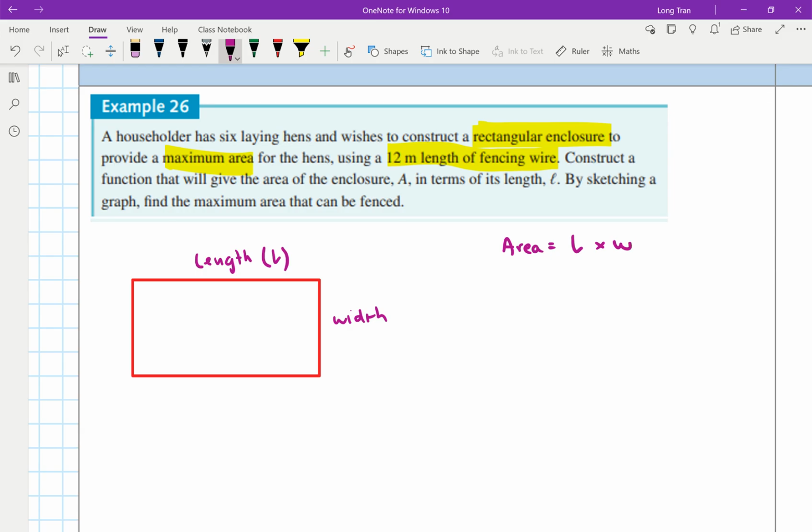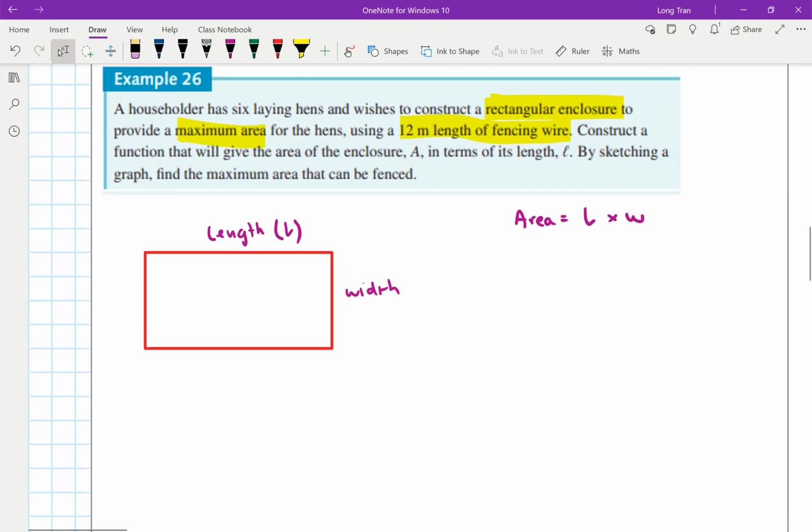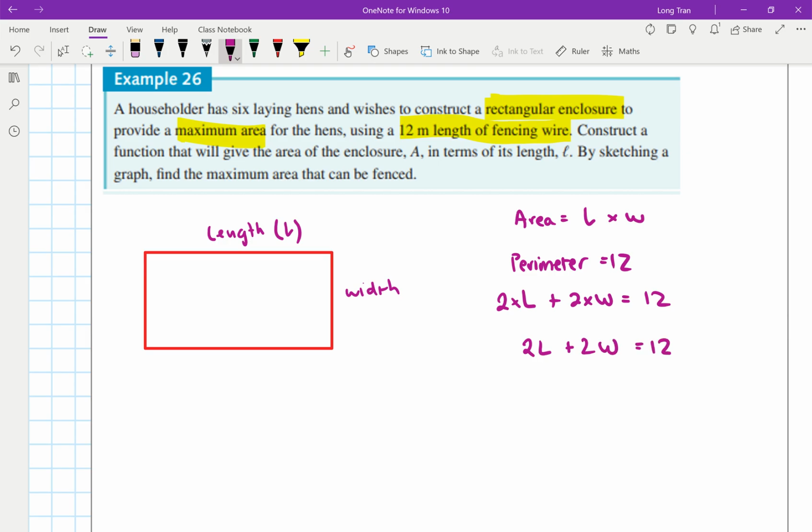And we know that the perimeter is 12 meters because that's the length of the fencing wire that's been folded into this rectangle. If I add all of the sides together, it should equate to 12 meters. So the perimeter is 12, which is 2 groups of length plus 2 groups of width. Another way of thinking about it is 2L plus 2W equals 12. Divide everything by 2, you get L plus W equals 6.